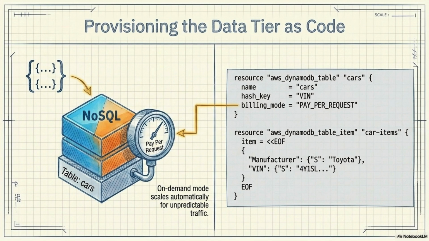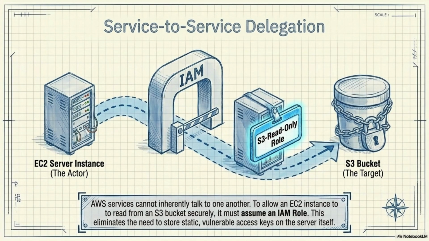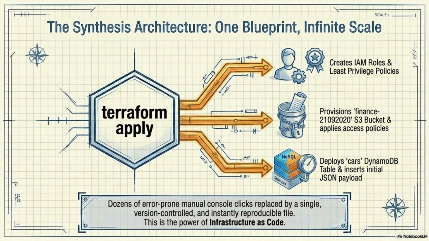The synthesis architecture. 1 blueprint, infinite scale. Now, bring everything together. With 1 Terraform file, you can create IAM roles, provision S3 storage, deploy DynamoDB, apply security policies, all in one go. That's the power of infrastructure as code. From manual effort to automated architecture.